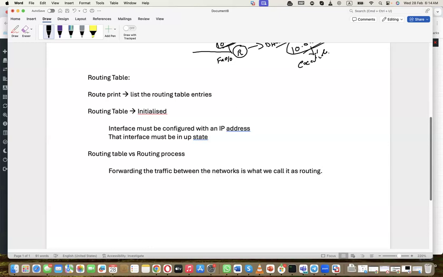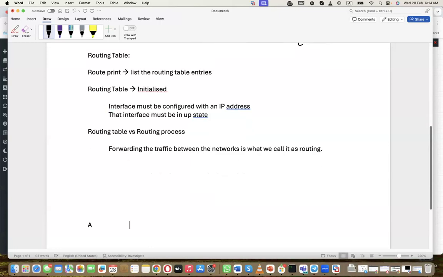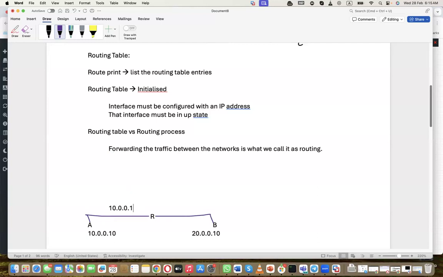Yesterday, you remember we saw a scenario. I have routed PC A and PC B. I took the help of a router, and that connects system A and system B. System A has the IP address 10.0.0.10, and this one is 20.0.0.10. I configured an IP address for the router interface connecting to the 10 network as 10.0.0.1. The interface connecting to the 20 network was 20.0.0.1.